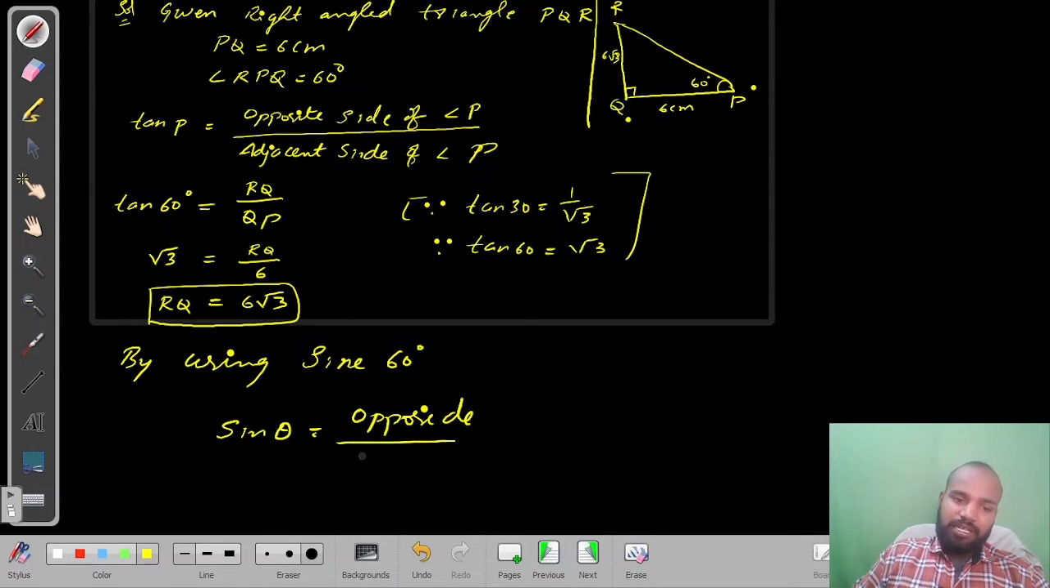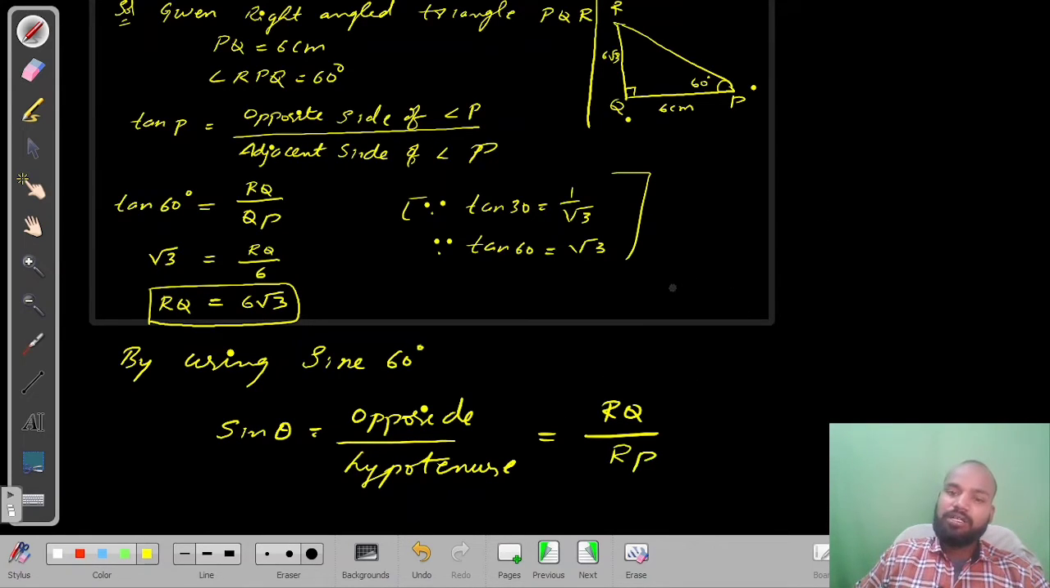Sine is opposite side by hypotenuse. So what is the angle here? P. So that is the angle, and the opposite side to angle P is RQ. What is the hypotenuse here? RP.